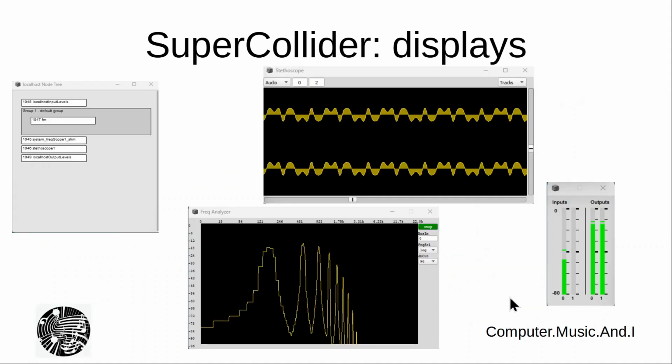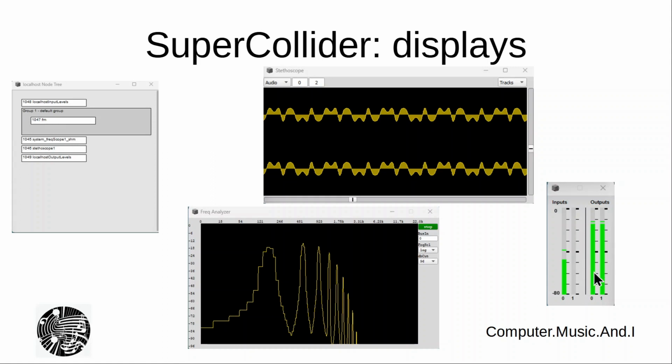The meters I just showed, I'm showing here 4 of the meters. We can see the stethoscope, the oscilloscope, we can see the time representation of the signal, but we can also see the frequency representation here of the very same signal, and as you can see we can identify the basic fundamental frequency, but also the distribution of the harmonics. Here on the left side we see the node tree, and as you can see there's a single synthesizer, SynthDev, which is running right now, which is an FM synthesizer, and this is producing this signal.